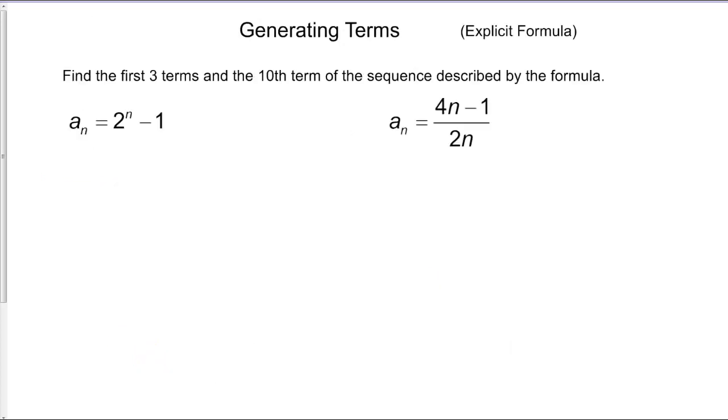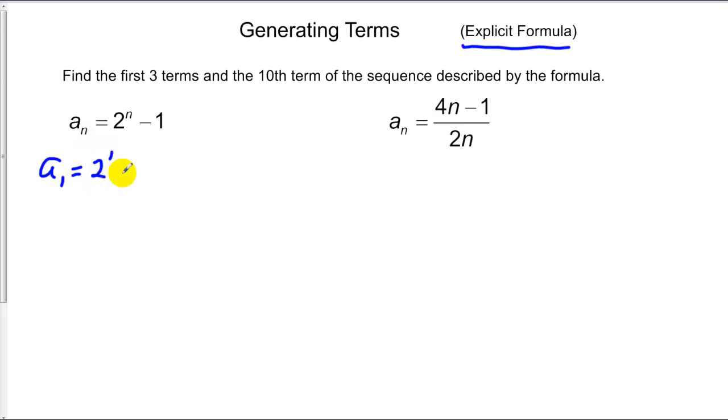If I want to generate terms in a sequence, I need a formula to do that with. And I think the easiest formula to work with is something called an explicit formula, because what an explicit formula does is it allows you to pick the term that you want in the sequence, plug its associated number in, and get that item out. For instance, if I want to find the first 3 terms and the 10th term in the sequence described by these explicit formulas down here, all I really need to do to find the first term is say, I want n to represent 1. So a sub 1 represents my first term, and therefore every n is going to have a value of 1.